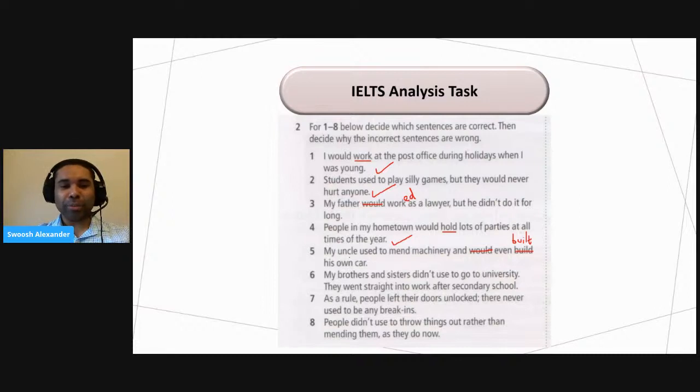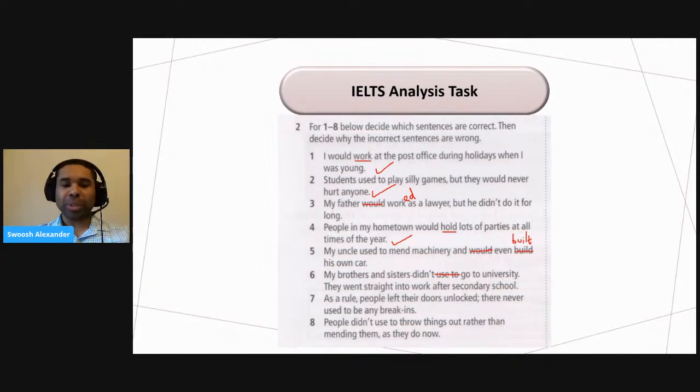Okay, so for number 6, not didn't used to go, just didn't go. Yeah, so this isn't a habit. You can't make a habit out of not going to university. It would be the past simple we'd use here. So my brothers and sisters didn't go to university. They went straight into work.